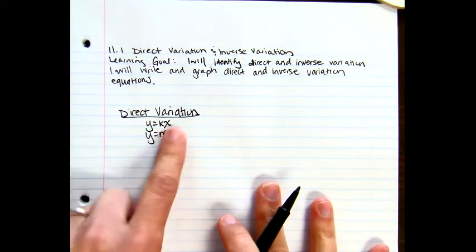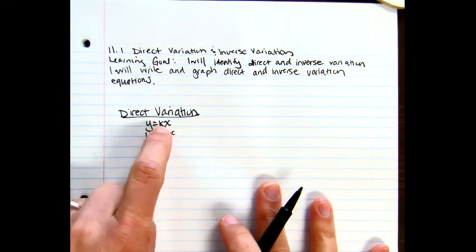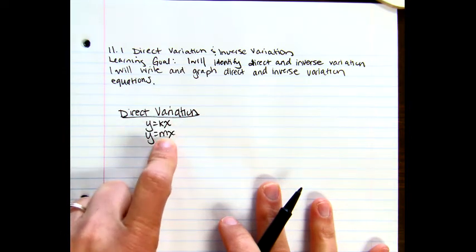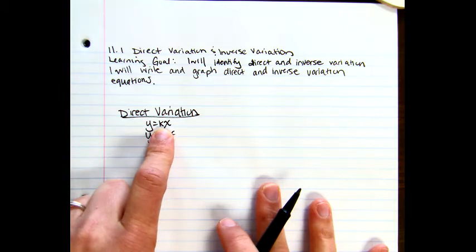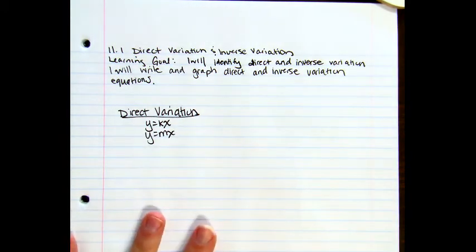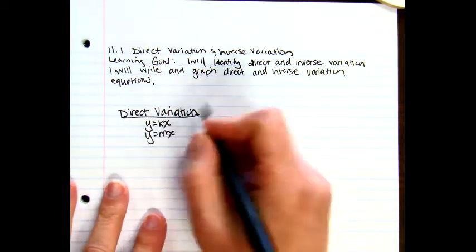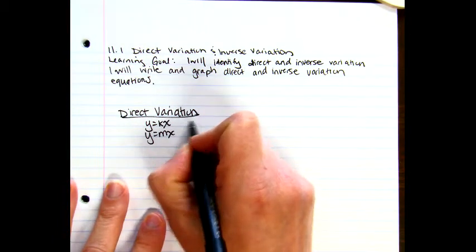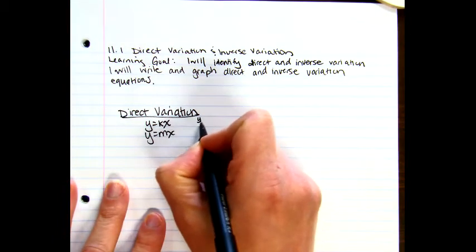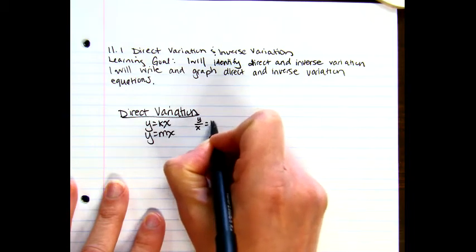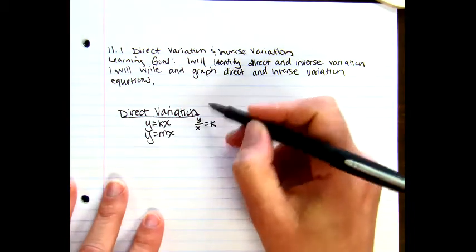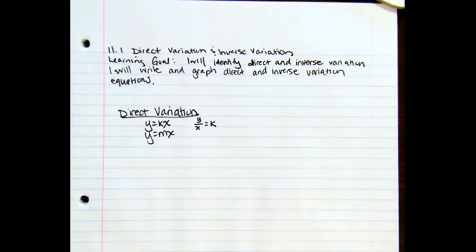So direct variation in equation form looks something like this, where your constant of proportionality is a non-zero constant. Another way that you can look at this is we could divide each side by x, and you would have y over x equals k. So the ratio of y and x is a constant.